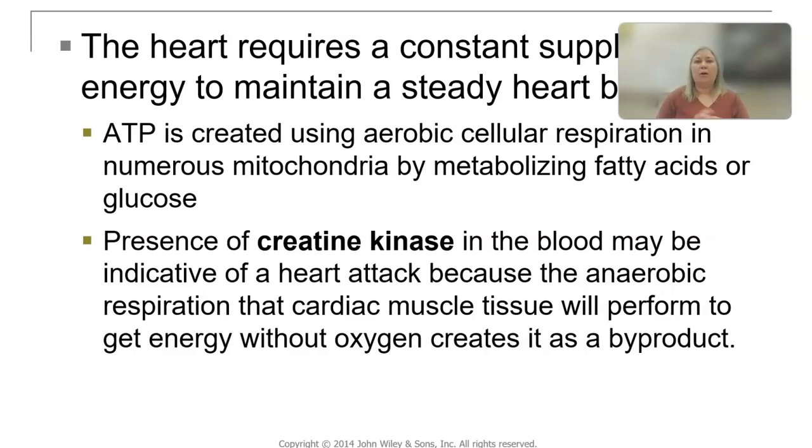So the heart does require a constant supply of energy because all of this is work. The shortening of the muscles is work. So ATP hopefully will be generated in the mitochondria through cellular respiration. That requires a food source, usually glucose, and oxygen. If the heart is ever deprived of oxygen, like it might be during a heart attack, it will trigger a different reaction that creates the byproduct creatine kinase.